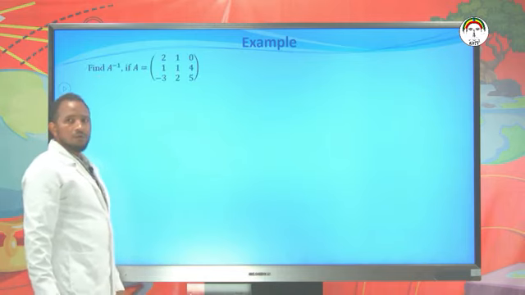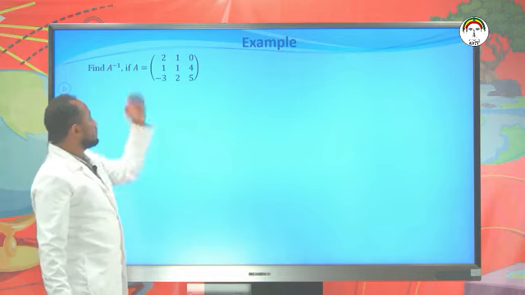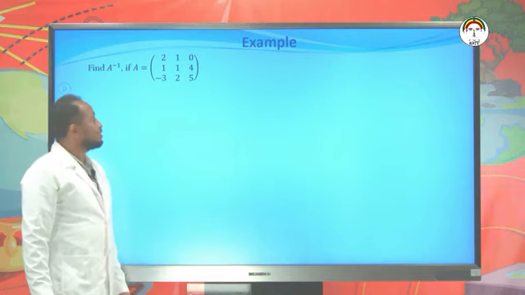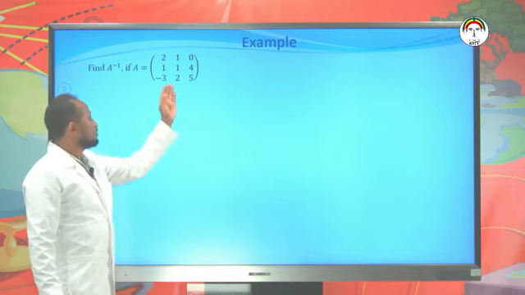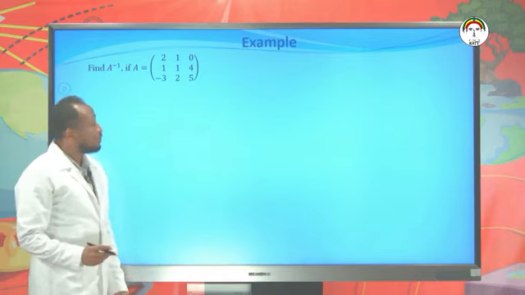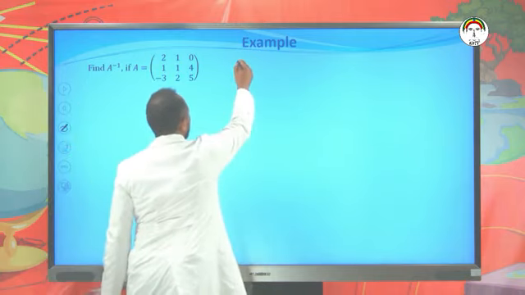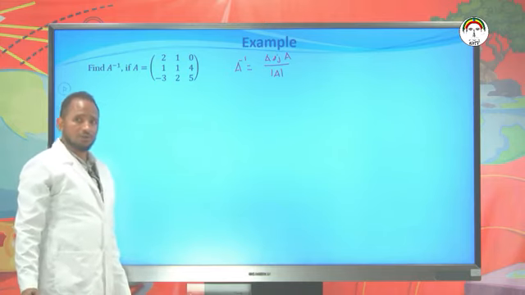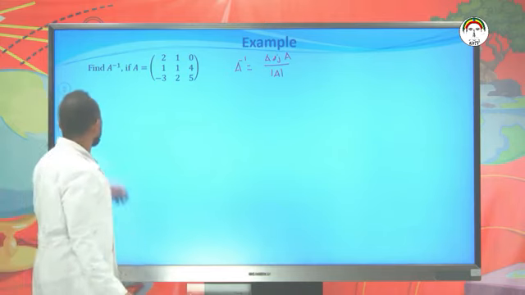Here we are asked to find the inverse of matrix A, where matrix A is given to be 2 1 0, 1 1 4, minus 3 2 5. To find the inverse of this matrix, the formula is adjoint of matrix A divided by the determinant of A. This is the formula. Therefore, we need to find the adjoint of matrix A and its determinant. So let's see this together.